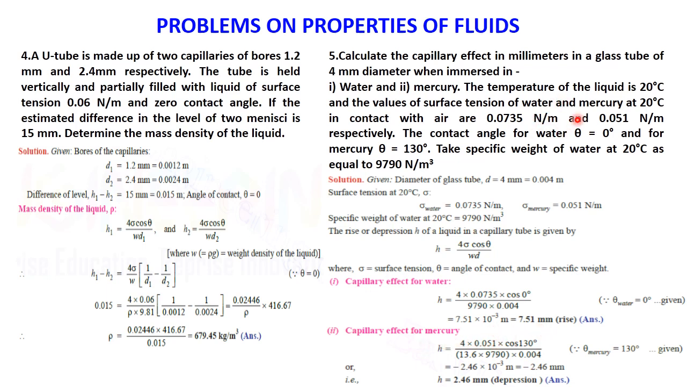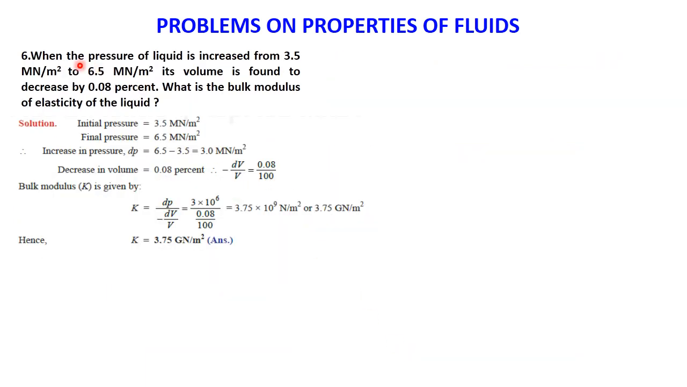Then for mercury, just correct the values, guys. Here in the question we have written 0.51, while in calculation it is 0.051. So I will correct it in the question. So 4 into 0.051 into cos 130 divided by 13.6 into 9790 into 0.004. Here 13.6 into 9790 because this value is taken for water at 20 degrees Celsius, so we have to convert this into mercury's value. Therefore we get minus 2.46 mm. So we can say this H is equal to 2.46 mm and there will be a capillary fall or depression.